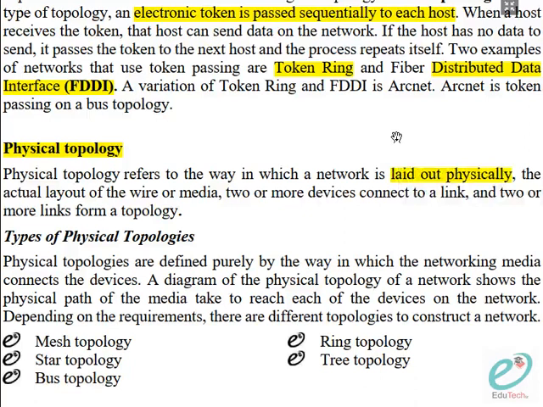Now, the actual layout of wire or media, two or more devices connected to a link, and two or more links form a topology. You have some examples of physical topology. One is called mesh topology. It's just different from other topologies. And here I said, in physical topology, we look at how those devices are connected to each other physically.